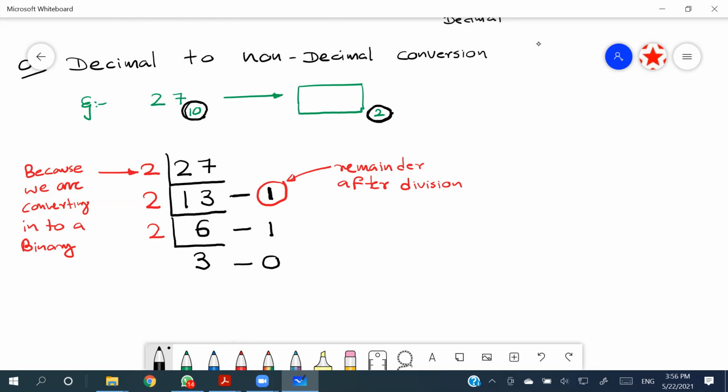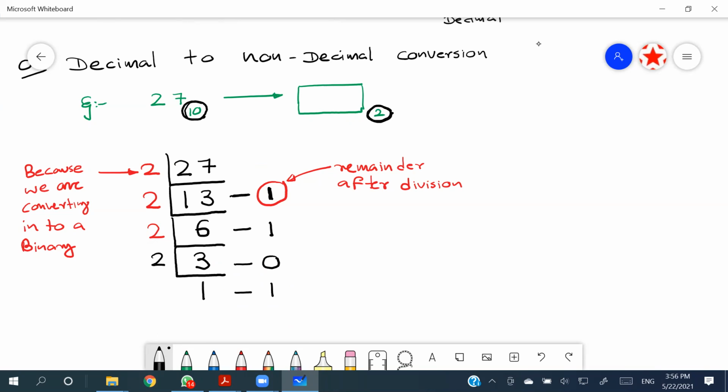Now 3 is still not less than 2. Less than 2 means we must get 1. Even if 2 comes, we have to divide by 2 again, because 2 is not a value less than 2. So 3 is not less than 2 anyway, so we divide it by 2 again, which gives you 1 as the answer and 1 is remaining.